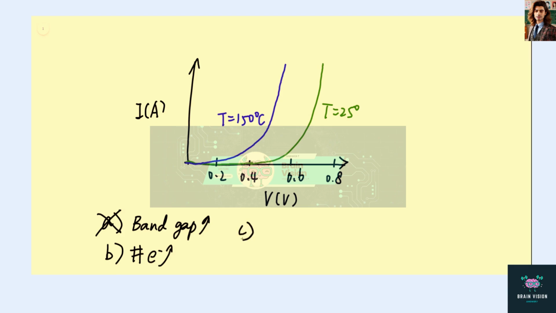Then we have statement C. Statement C says all of the electrons in the valence band move to the conducting band. The diode starts to behave like a metal, and it starts to follow Ohm's law. Well, firstly, it says all of the electrons. Well, this is certainly not correct. And the diode starts to behave like a metal. It follows Ohm's law.